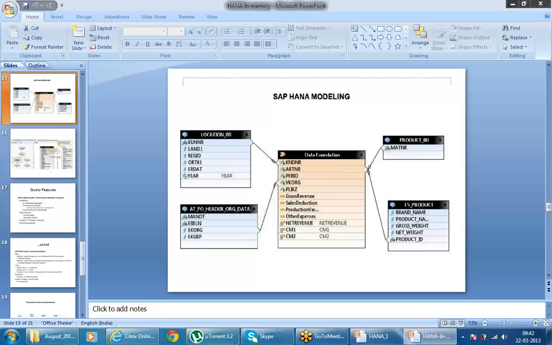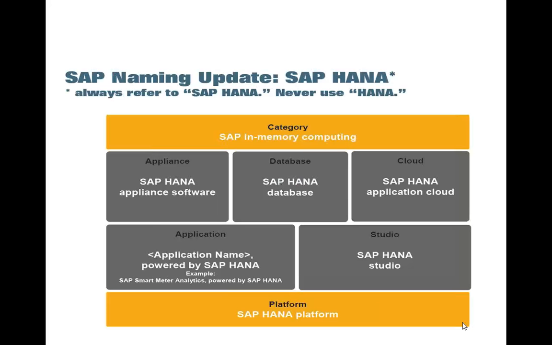Right, so that is what we covered yesterday. Today's section we will look at how the terminology of HANA is used. So you don't use it as a single terminology as HANA, but you always prefix it with SAP. You call it SAP HANA. If you're using it with an appliance, you call it SAP HANA Appliance Software. If you're using it with a database, you call it SAP HANA Database. If you're using it on a cloud, you call it SAP HANA Application Cloud.